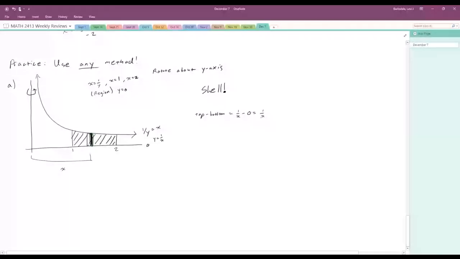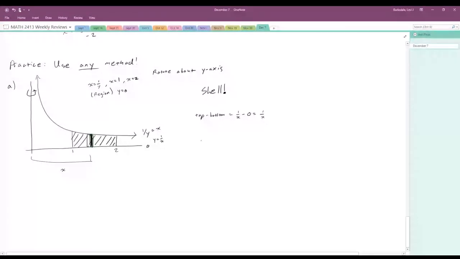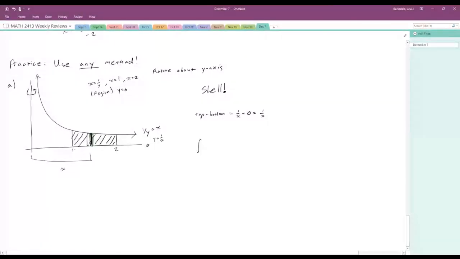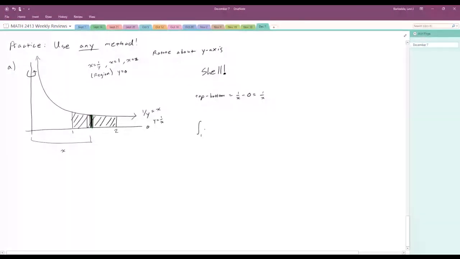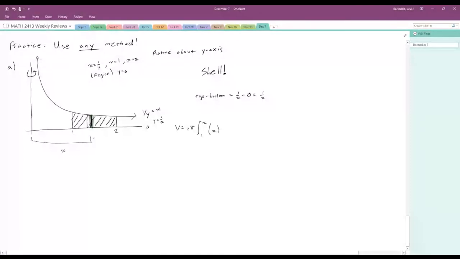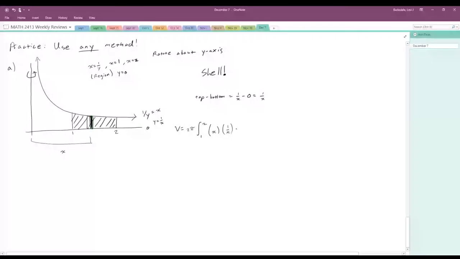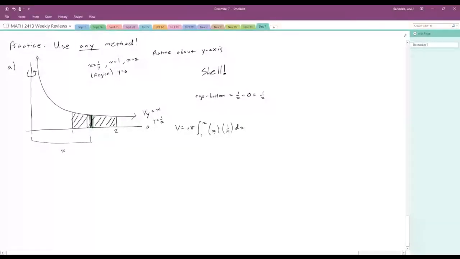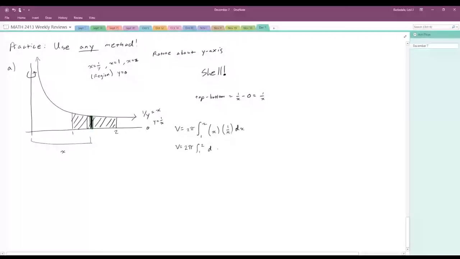Well, now I can go ahead and set up everything. Another nice hint that we should probably be using x values is we've already got nice bounds for x values. So 1 to 2. And then I have my x, so my radius of a single shell, times the height of a single shell, times 1 over x. And it's super convenient because the x and the 1 over x cancel. That's another reason this one's a lot easier to use the shell method on. Everything cancels nicely. And this comes out to be exactly equal to 2 pi.